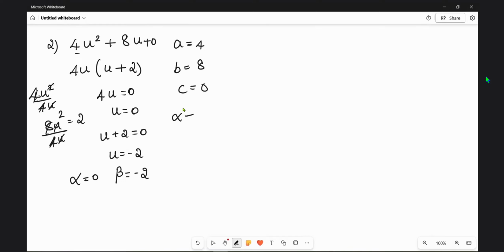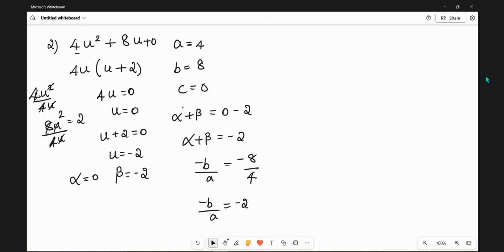Now alpha plus beta is equal to 0 minus 2. So what you will get? Minus 2 you will get. Minus b by a is minus 8 by 4. So minus b by a is also equal to minus 2.